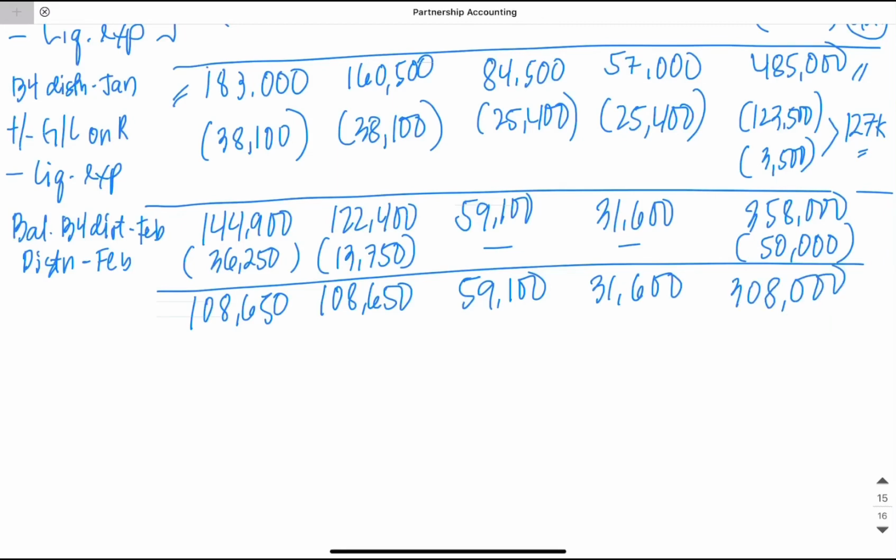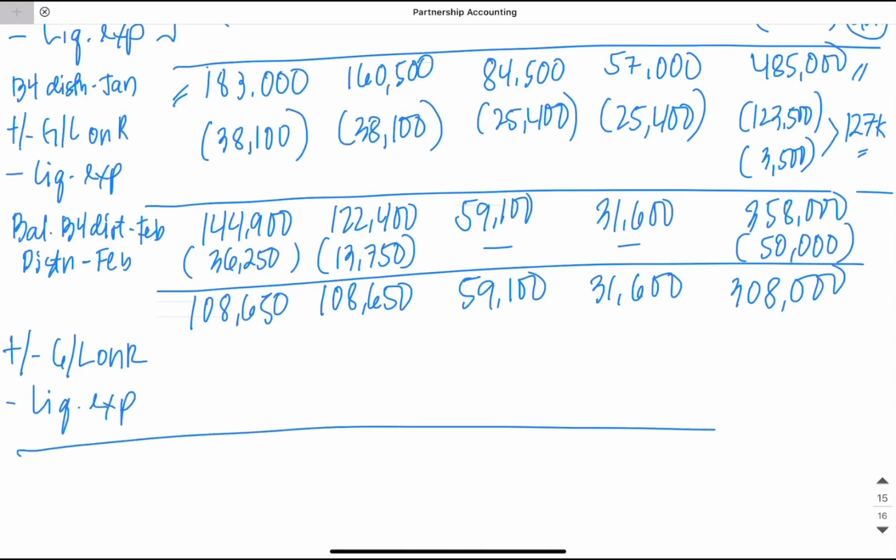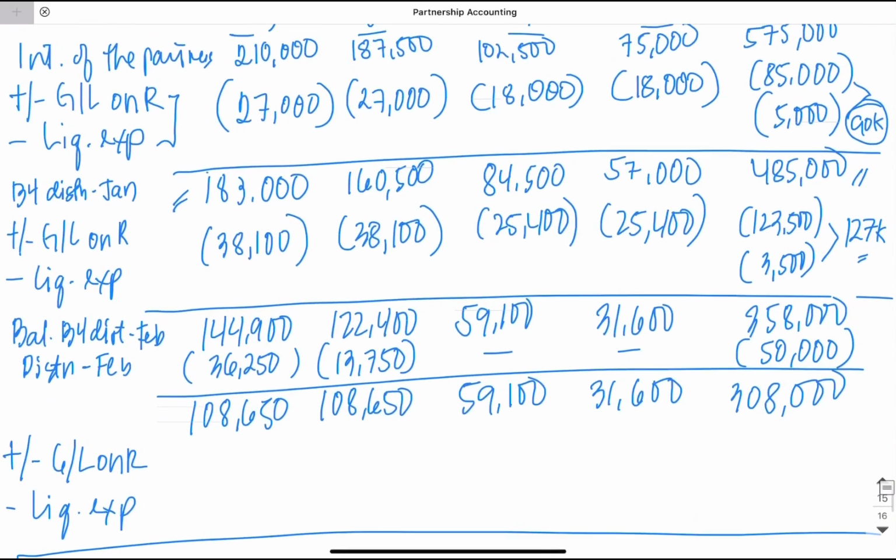Okay, what's next? So this is the balance after distribution in February. Again, we have another plus or minus gain or loss on realization, as well as liquidation expenses for the month of March. So let's check.